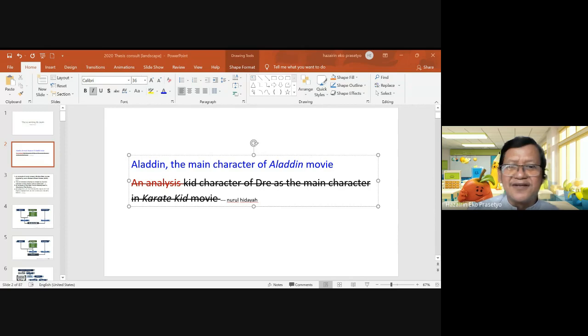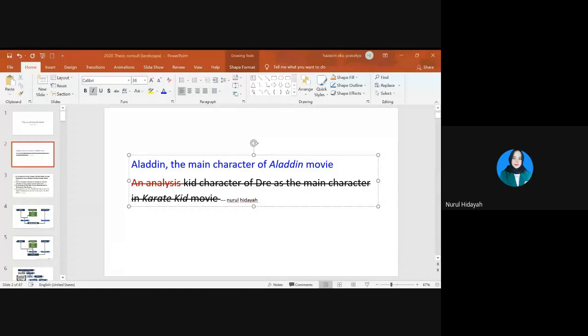You talk about Aladdin, okay? Aladdin movie, okay? So the theory is the theory of main character. So the theory you are going to use is theory of main character, because in the topic there is raised the main character. It means that in doing the research, you must provide theories about the main character, okay? Is that clear, Nurul? Yes, sir.